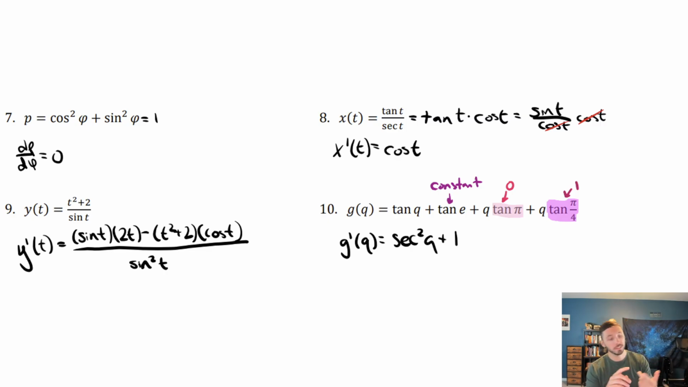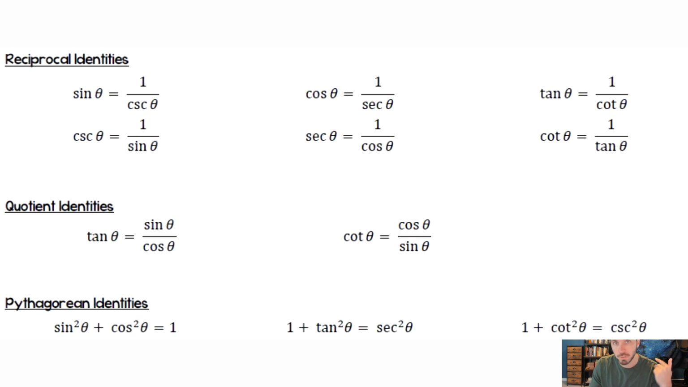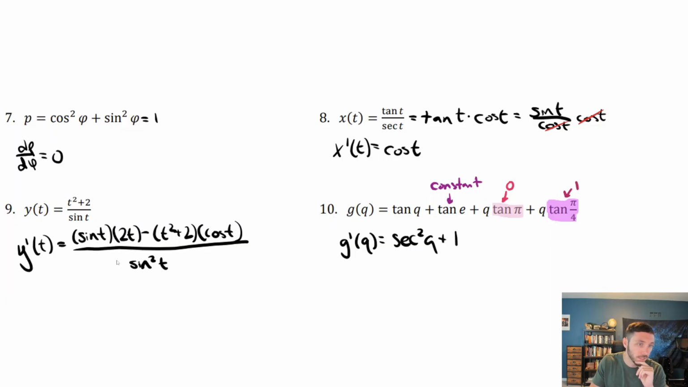The identities you need to know: Pythagorean, quotient, and reciprocal. That's 3, 2, and 6, so 3 plus 2 plus 6 identities you need to know. Pythagorean, quotient, and reciprocal. Okay, next one is just a classic quotient. Nothing too crazy there.